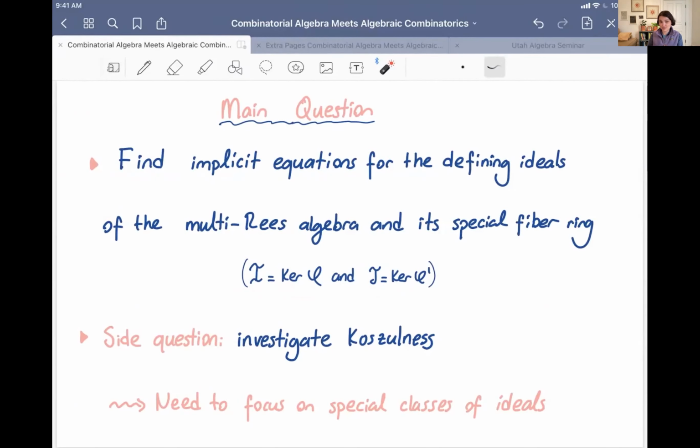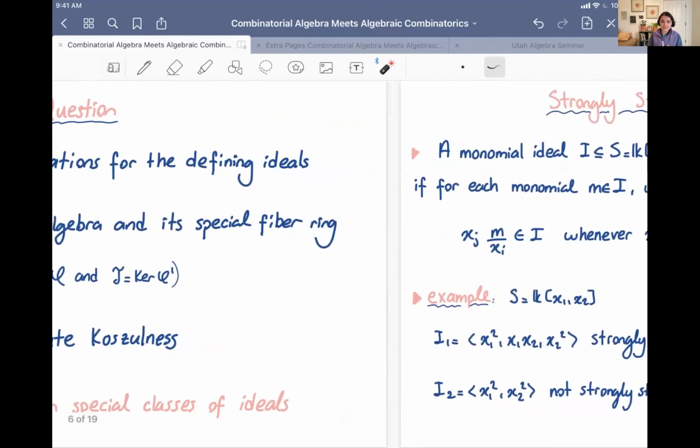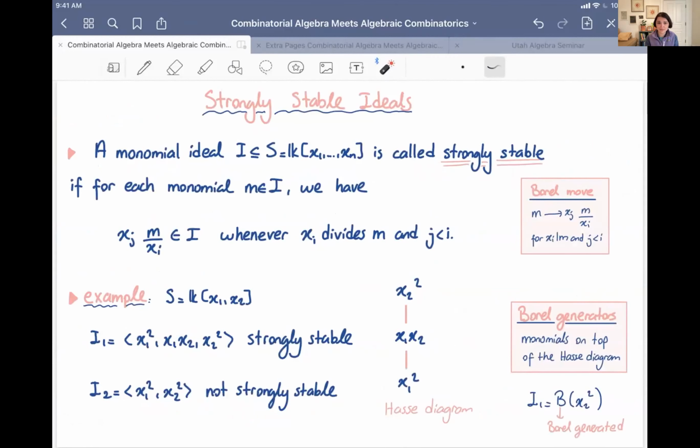This is a very hard question to answer in the general sense, and people always focus on special classes of ideals because the defining ideals heavily depend on the structure of the ideals that you work with. In our case, we're going to work with strongly stable ideals. These ideals are very nice to work with computationally and combinatorially, they have a nice structure. And in characteristic 0, they coincide with what are called Borel fixed ideals. These are fixed under the Borel subgroup of triangular matrices. Also, generic initial ideals are of this type.